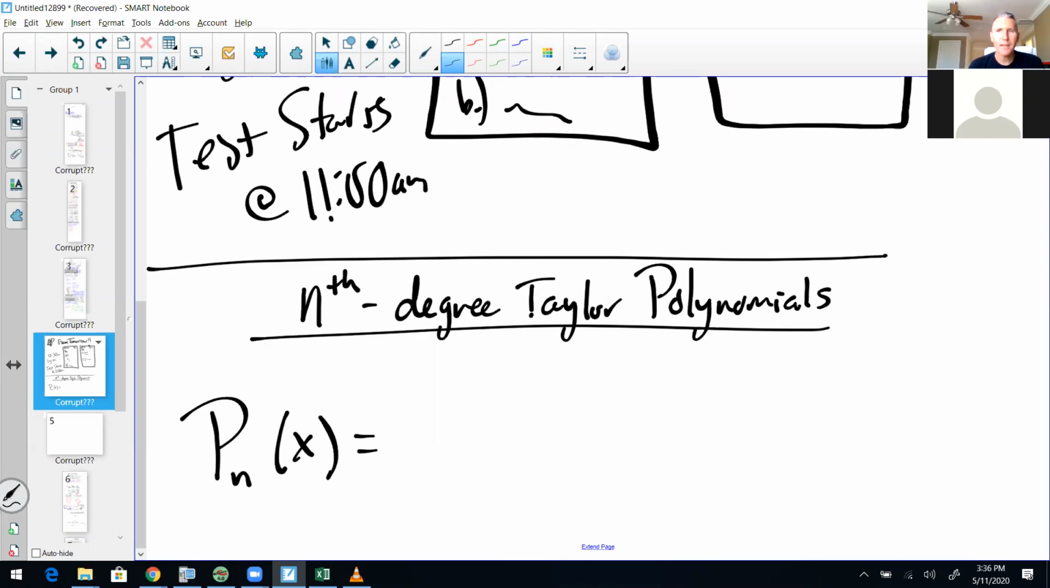Remember what this is. This is a polynomial. We know what a polynomial is, right? That's something times x plus or minus something to a positive integer power. So for something like this, this is the nth degree Taylor polynomial for f of x centered at x equals c. This is what we have going on right here.